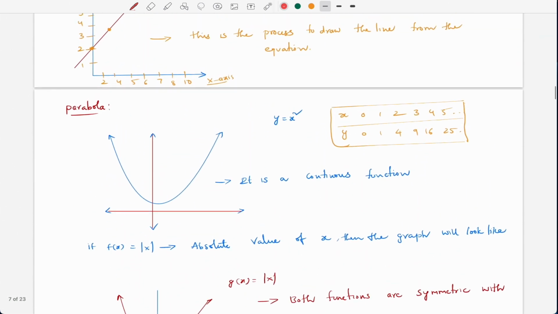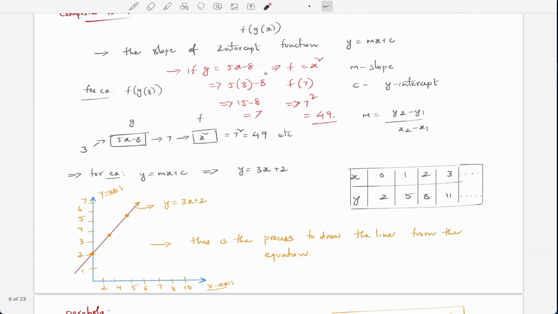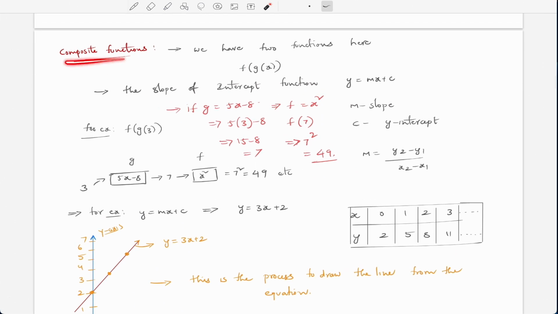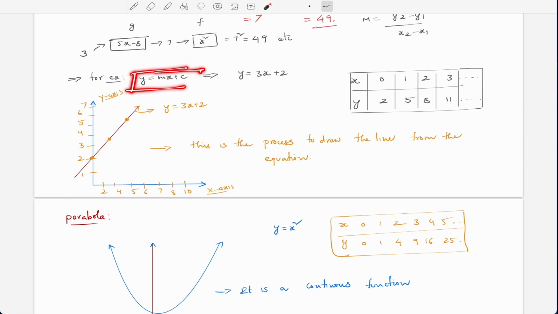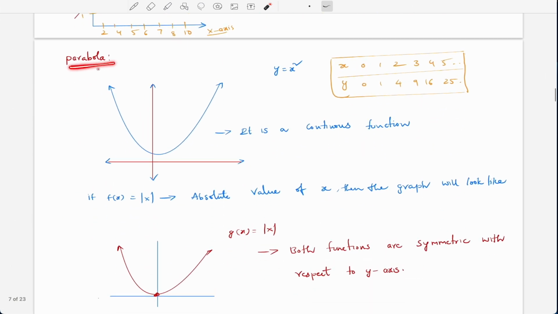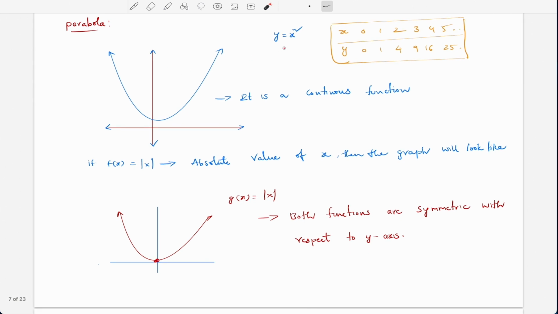So I just want to recapitulate what I have said till now. We have composite functions, right? So what is a composite function? If we have two or more functions in the same function, then we simply call it a composite function. I explained how we plot a line from the equation. I have given an example of a parabola, what a parabola is, and how we plot it, following the same approach as y equals mx plus c. That is why it is continuous.